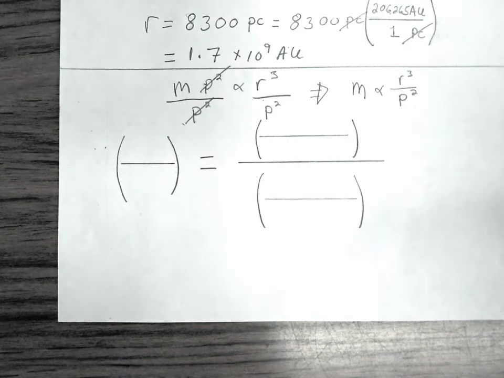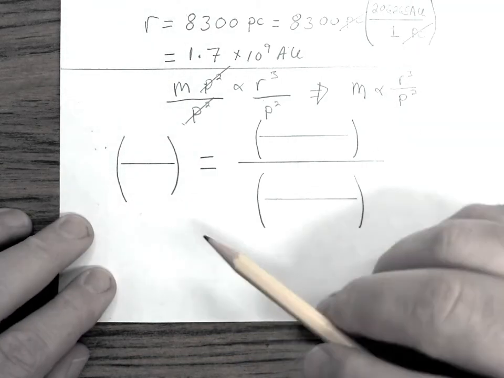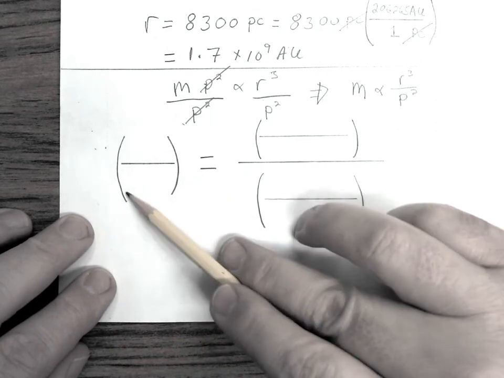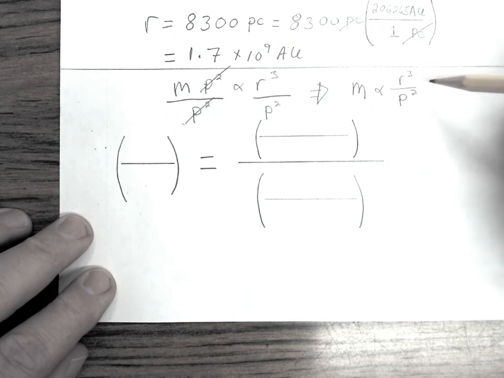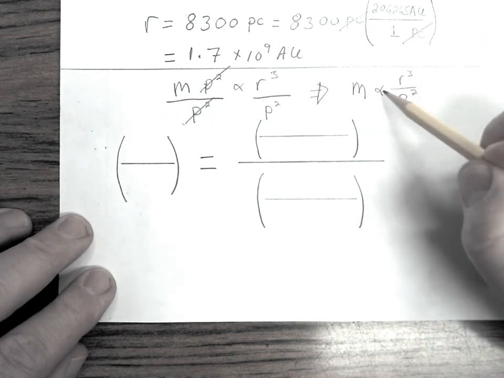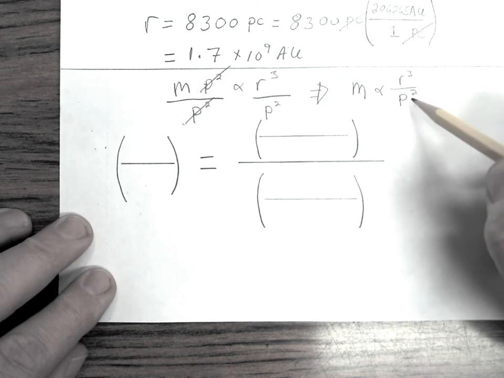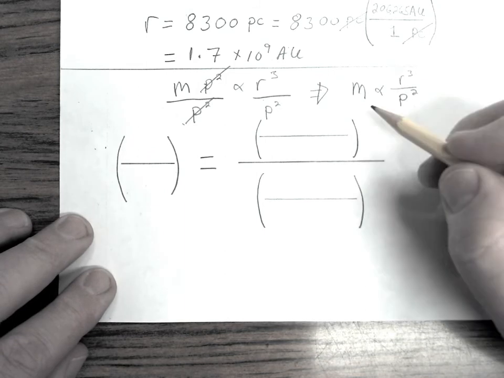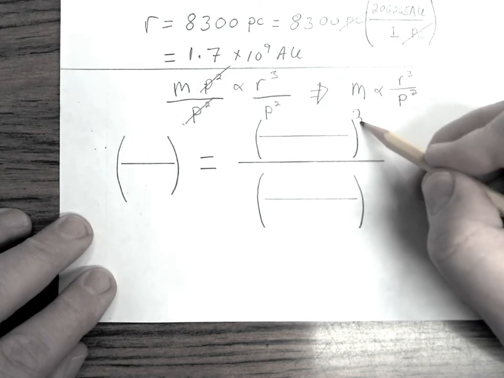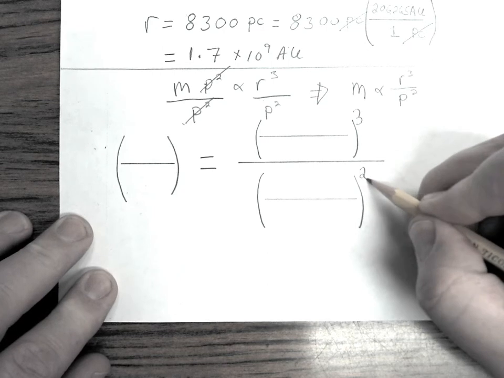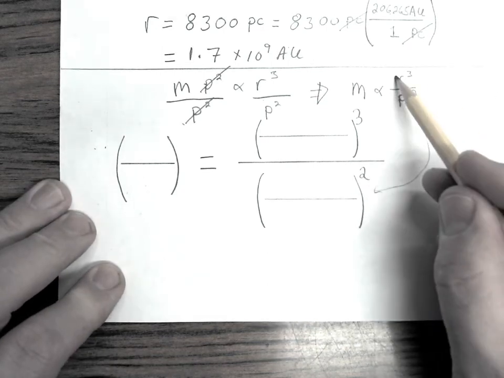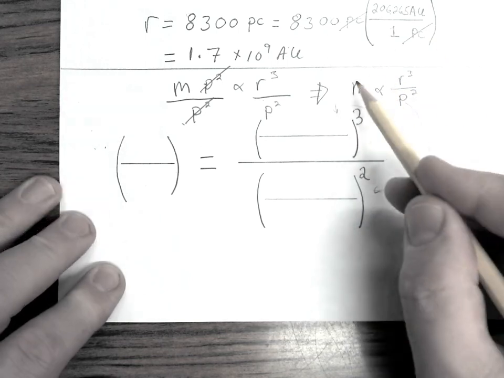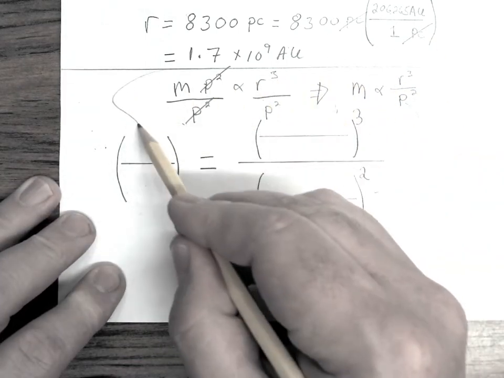Now the first thing I do when I solve ratio problems is I put in parentheses ratios following the same format as my proportionality. So in this case I have the mass proportional to the semi-major axis cubed over the period squared. So I'm going to make sure that this ratio gets cubed and this ratio is squared. So I'm going to put my ratio of my periods there, my ratio of my semi-major axes there, and my ratio of my masses there.